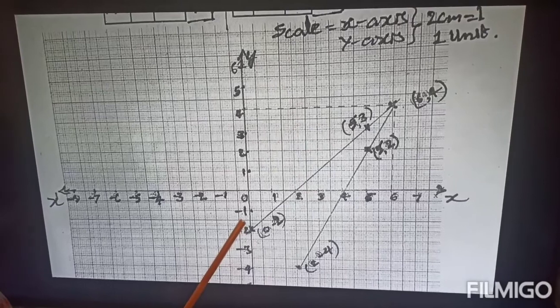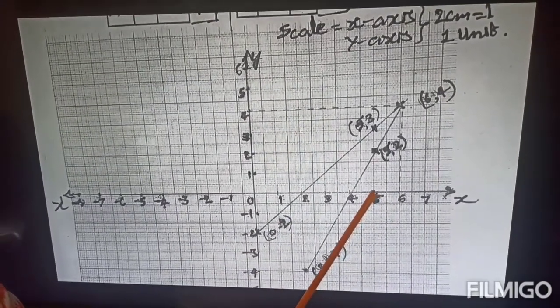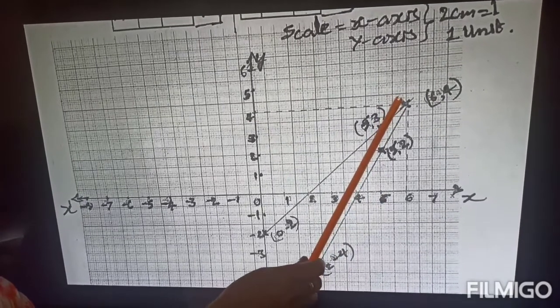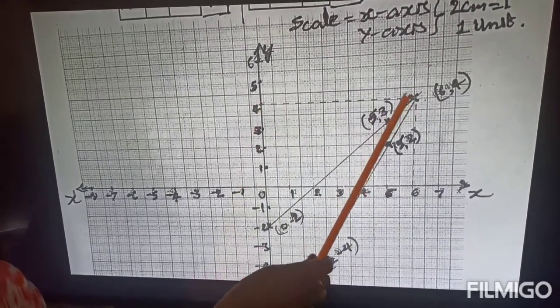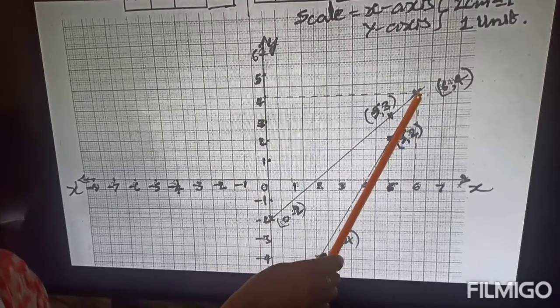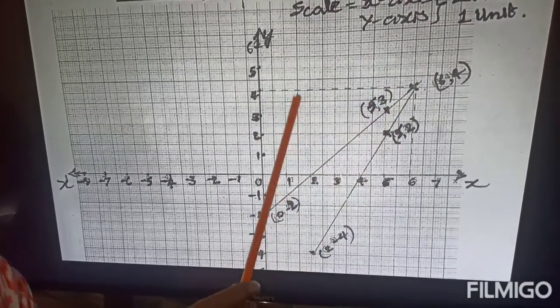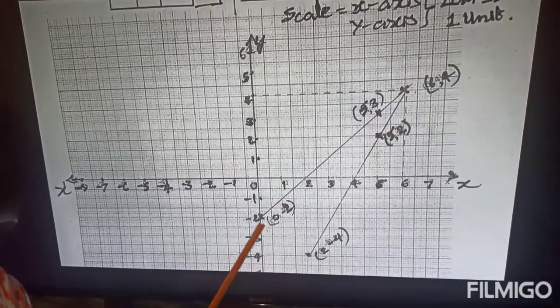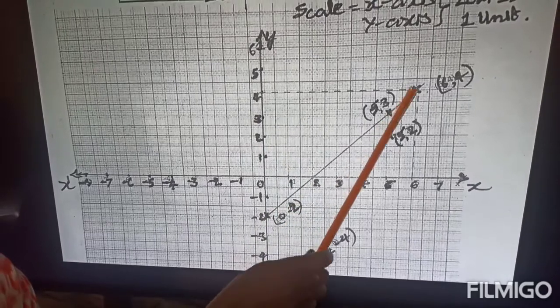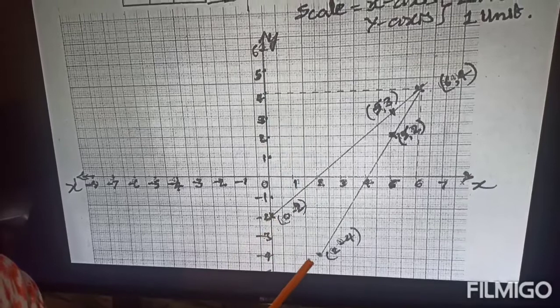This point is 0 and minus 2. Third point is 6, 4. 6 on the x-axis is this one, and positive 4 on the y-axis is this one. Both intersect at this point. Okay. From the first equation, we marked the 3 points. This and this and this. Join all the 3 points.